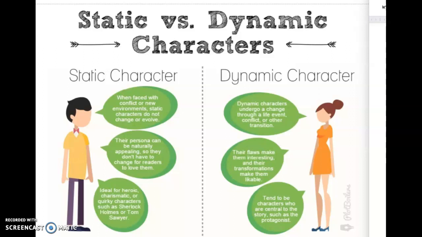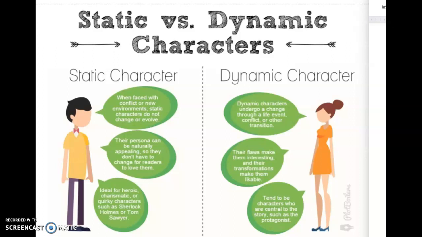Dynamic characters are important. For one, they're interesting and they keep readers interested in the story. And two, dynamic characters are a clue to the theme or the main message of the story. When characters change because they learned a lesson, the lesson they learned is usually the theme.